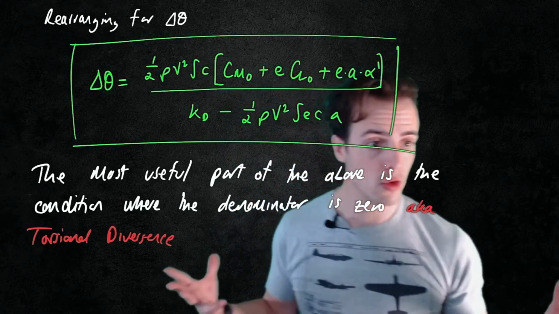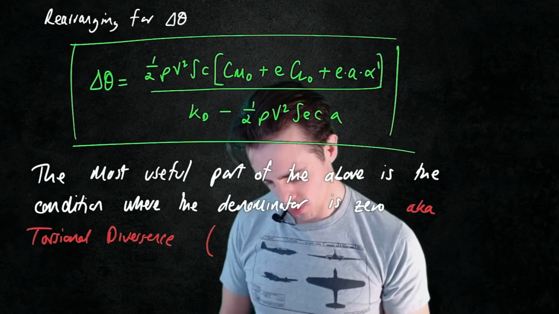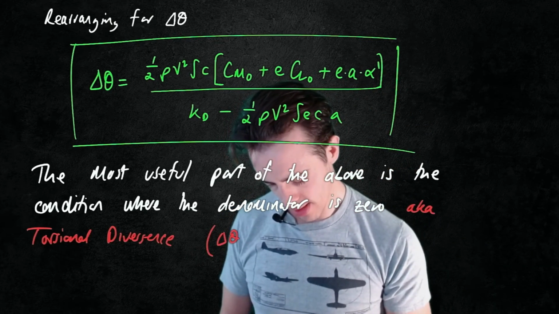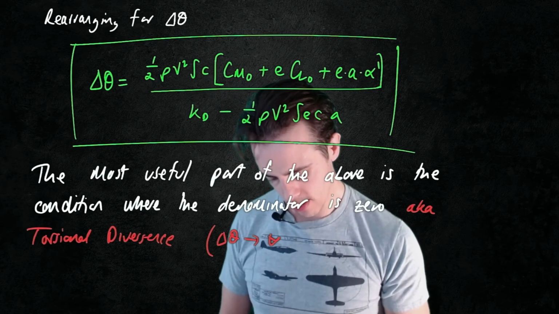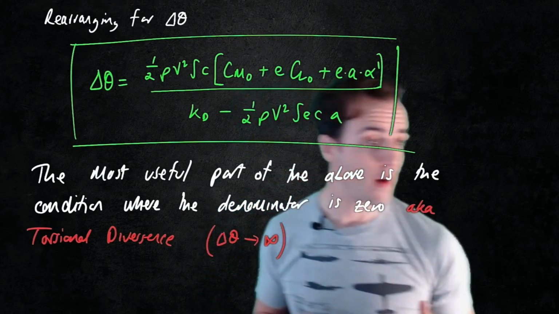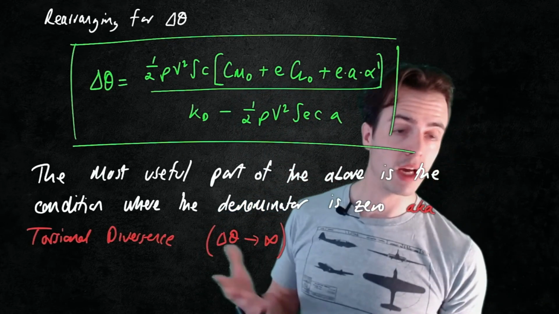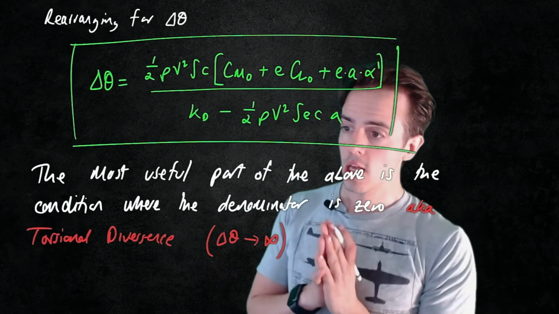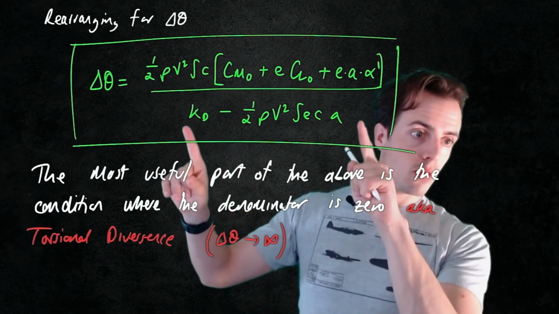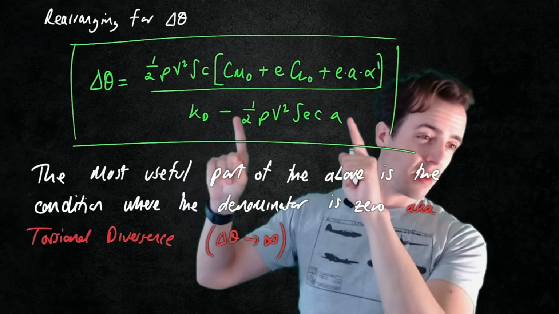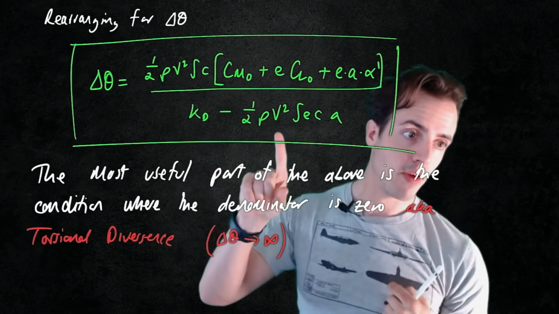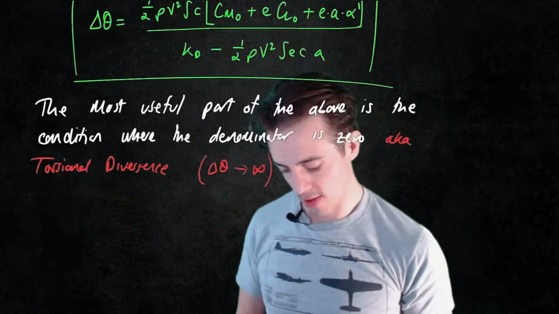So that condition is torsional divergence, at which delta theta tends towards infinity. And that's a very, very bad condition indeed. That's the point at which the wings will snap off. So given by this, we can then just take this denominator, set it equal to 0, and rearrange for v, which gives us the divergent speed.